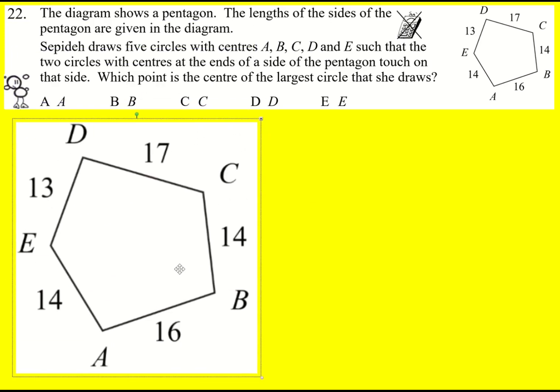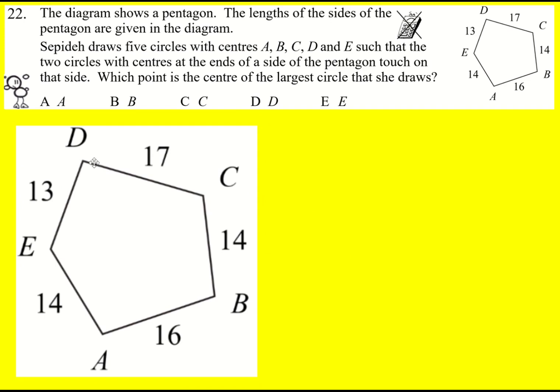Right, really interesting question here. We're given the lengths of this polygon, and then we're told that we can draw circles on each of the corners, and then we're going to try and work out which circle is the biggest. So first of all, I'm just going to sketch out these circles.